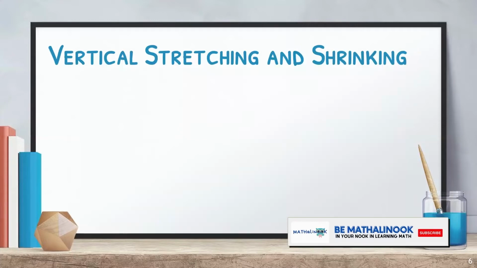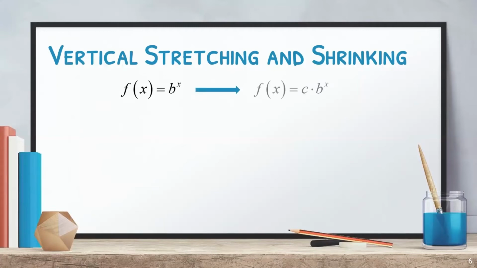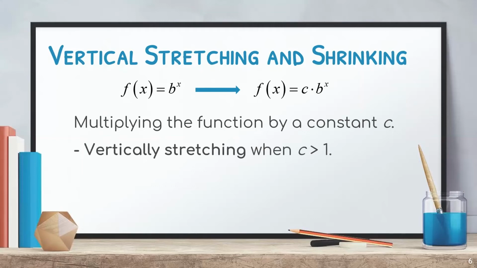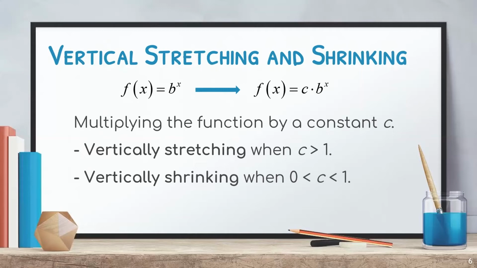From the previous illustration, we can conclude that when the exponential function f of x equals b raised to x is multiplied by a constant c, the graph will either be vertically stretched or vertically shrunk. Vertical stretching will happen if the multiplier c is greater than 1. On the other hand, vertical shrinking will happen if the multiplier c is greater than 0 but less than 1.